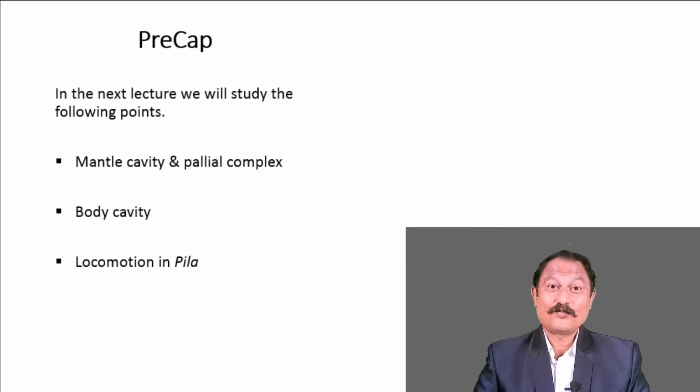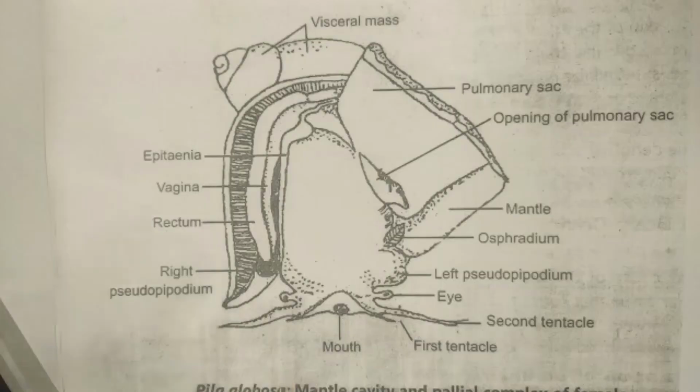Thank you. Now tomorrow what we are going to deal with from the chapter Pila globosa or apple snail: mantle cavity and pallial complex, body cavity, locomotion. Listen here, mantle cavity and pallial complex, that is the major part, but first we had just seen the diagram of a body of a Pila.